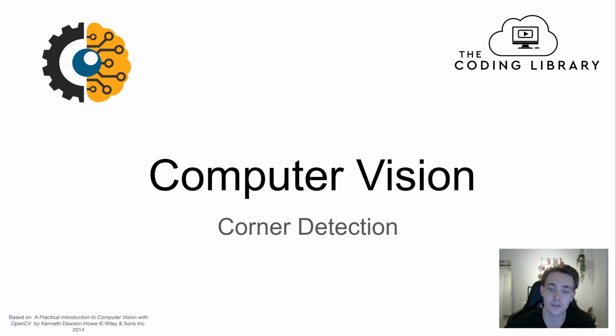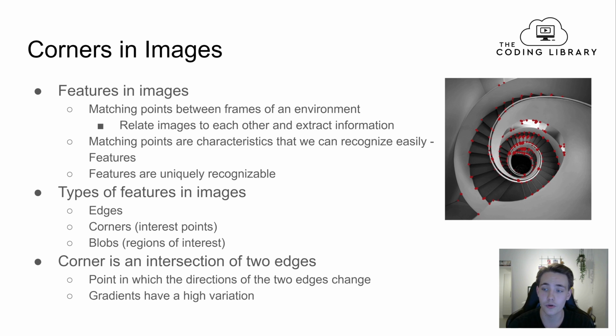So let's jump into the video, where first of all we're going to talk about corners in images. So what actually are corners in images? We're talking about features in images, where we extract and detect features and information. Features in images are matching points between the frames of an environment. If we take two different images and try to match some of those points between two frames of an environment, then we can have a feature between those two points in the two frames.